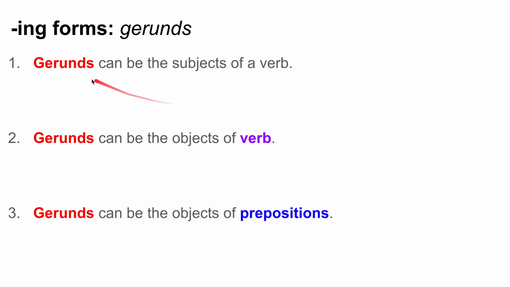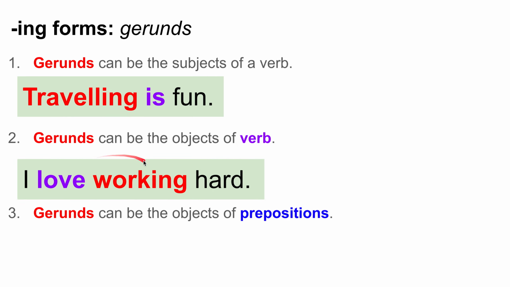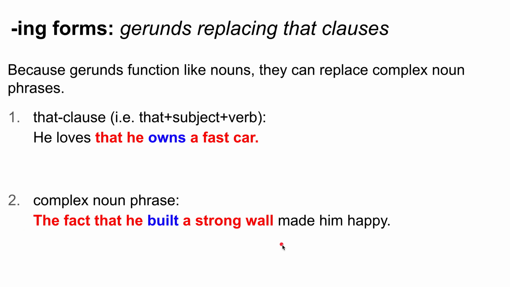Let's look at some examples of how gerunds can be used. Gerunds can be the subjects of a verb or the subjects of a sentence. Traveling, the gerund is traveling. Traveling is fun. Gerunds can be the objects of a verb. I love working hard. Working is the gerund. This is work plus ing. And gerunds can be the objects of prepositions. I exercise before sleeping. What is the preposition? Before. What is the gerund? Sleep plus ing. Sleeping. So why are we talking about this?